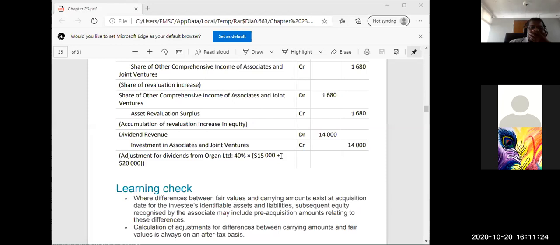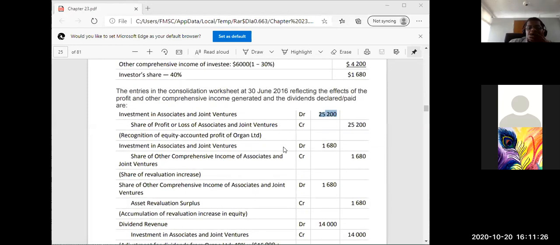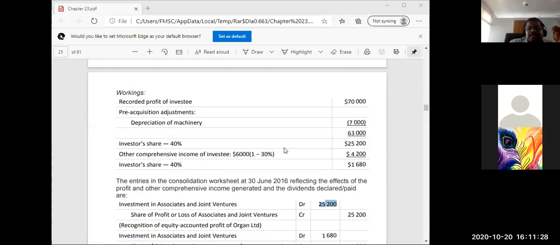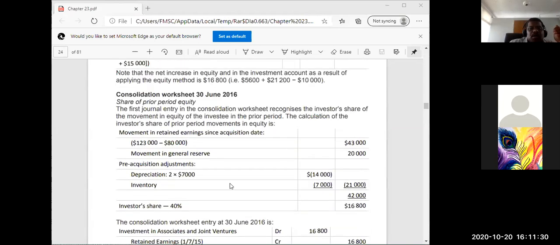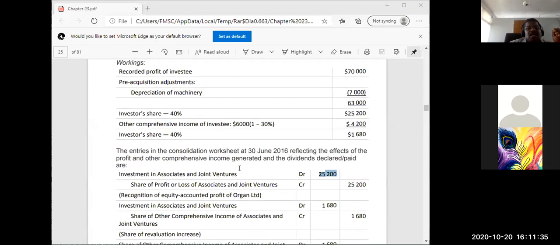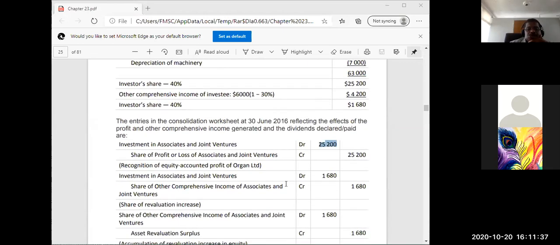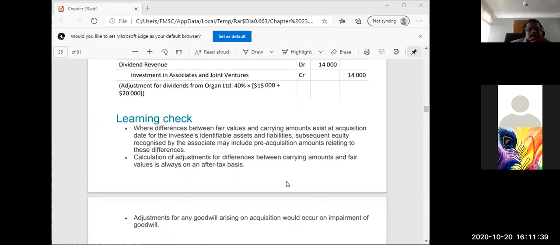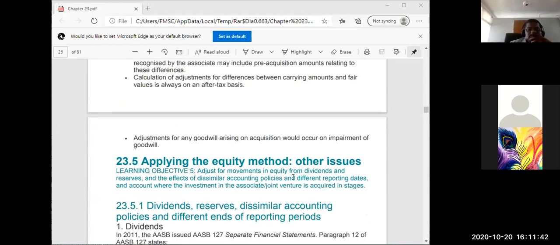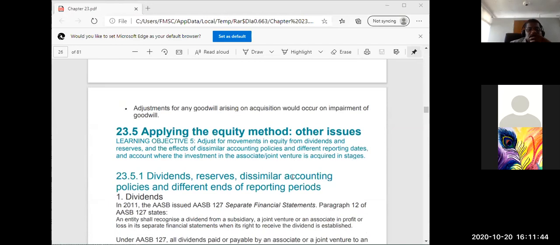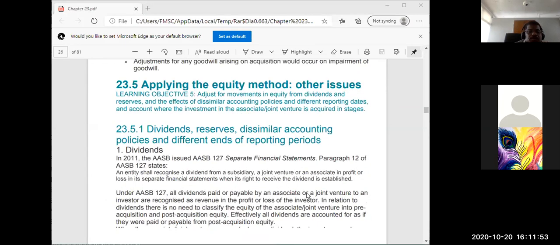So what I'm asking is you have to practice this multiple year. You have to understand why we are putting the movement of earnings and the respective year adjustment. Right. Then we will talk about dividend reserve, dissimilar accounting policies, and different ends of reporting periods.